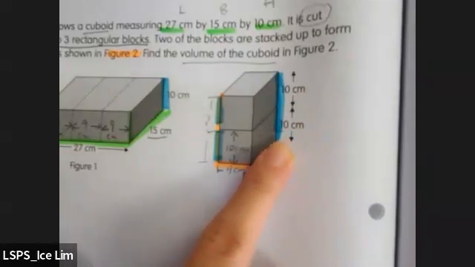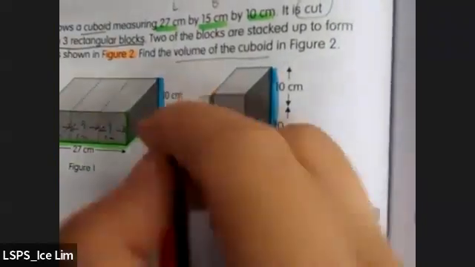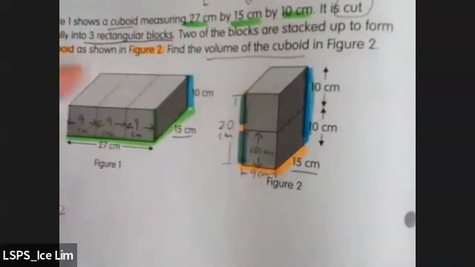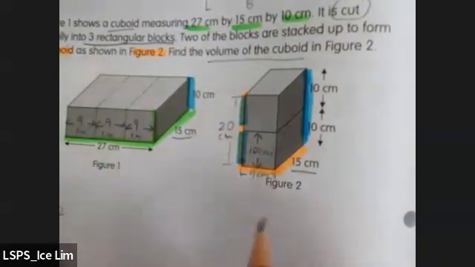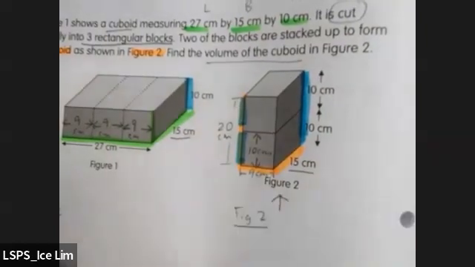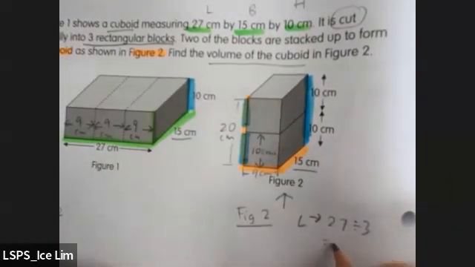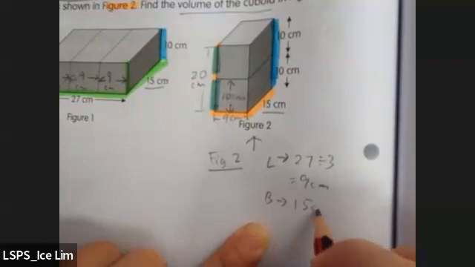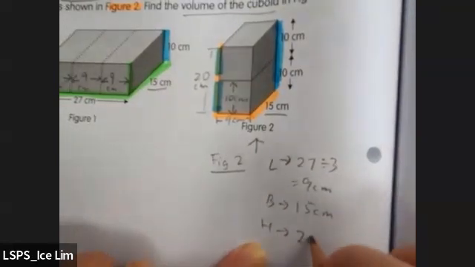But actually, the height given to you is 20. How is it 20 centimeters? It's because I'm cutting the blocks this way. The height of the block didn't change. I stack them on top. It's 10. So I'm going to go straight to figure 2. Figure 2 is a cuboid. To find its volume, the length I will have established is 27 divided by 3. That's 9 centimeters. How wide it is is still 15 centimeters. That's not changed. How tall it is, the height is 20 centimeters, 10 plus 10.